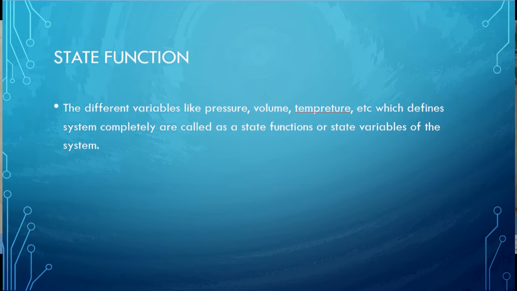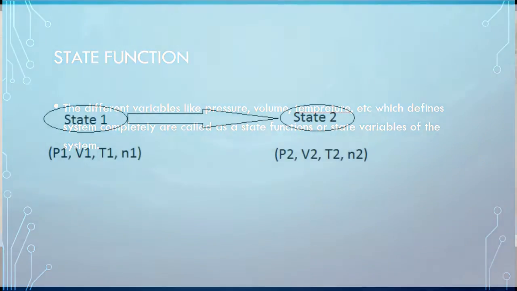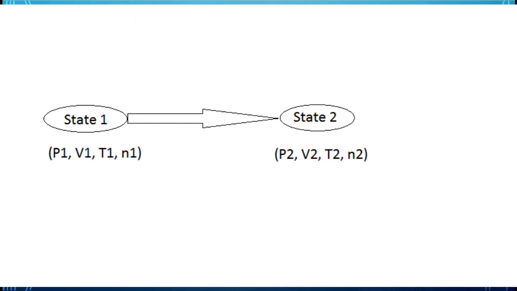The state variables are the different properties of the system like pressure, volume, temperature, number of moles, etc., which define the system completely. If the system is present at state 1, then we indicate them as P1, V1, T1 and N1. If the system is present at state 2, then they are indicated by P2, V2, T2 and N2, etc.